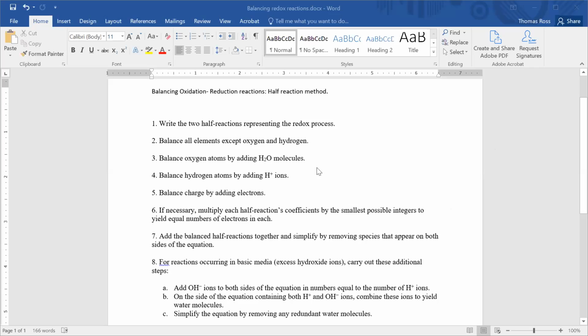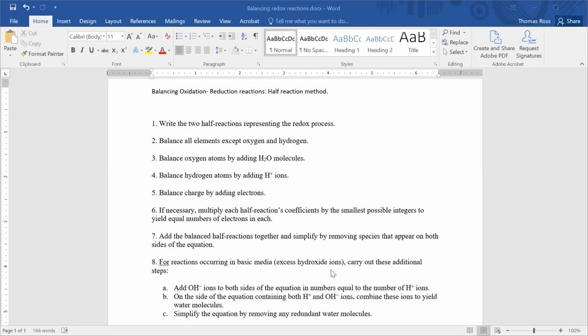In this video, I'm just going to run through a couple of examples of balancing oxidation reduction reactions by the half reaction method that's outlined in your text. And these are the steps that are in your book in section 4.2 for balancing oxidation reduction reactions by what we call the half reaction method.